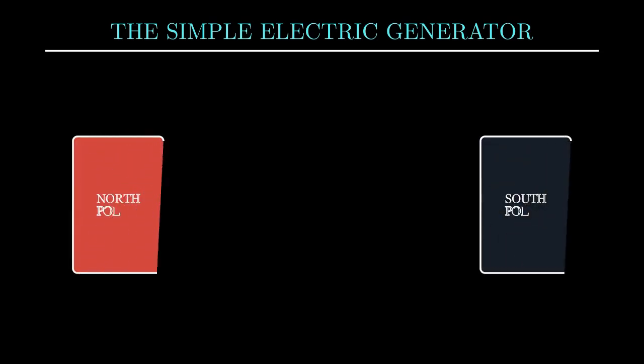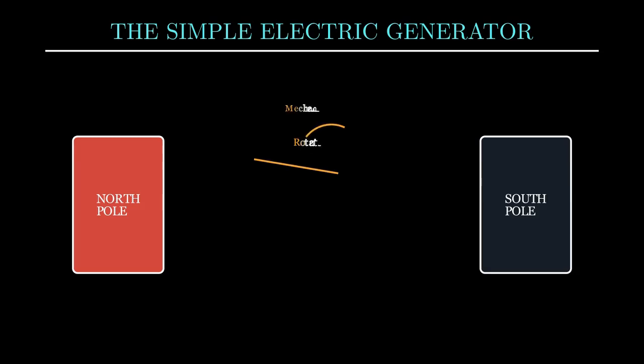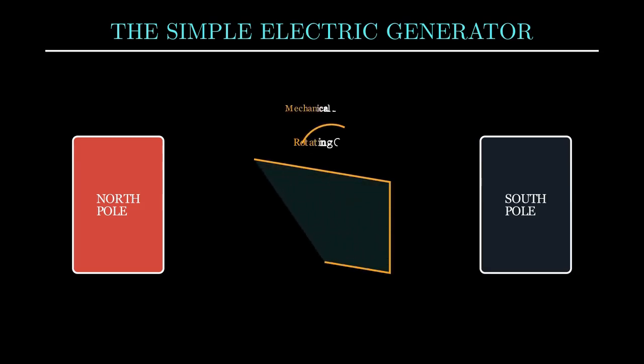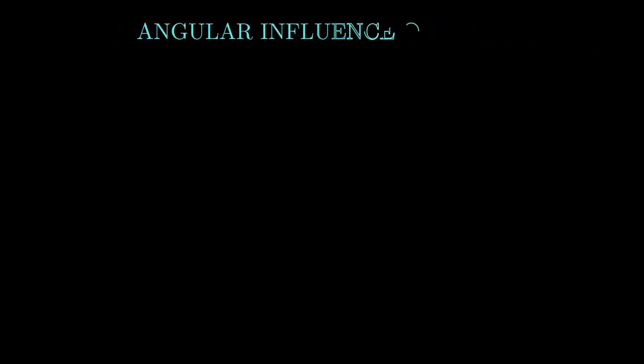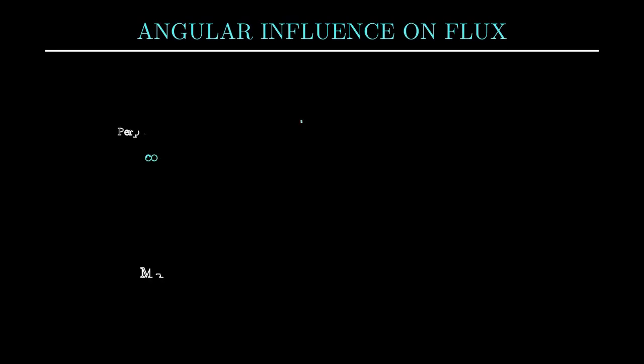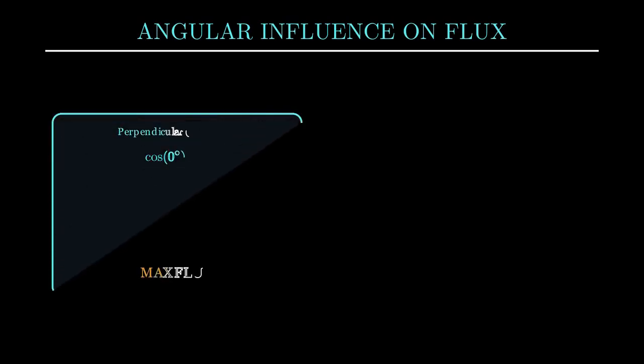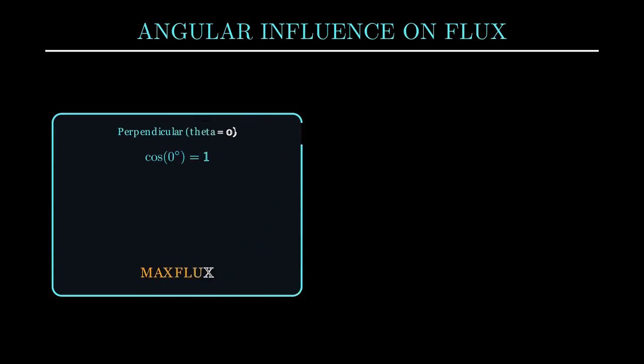Now, consider a simple electric generator. It consists primarily of a coil of wire, often rectangular, placed within a uniform magnetic field. This magnetic field is typically produced by permanent magnets or electromagnets. The magic happens when this coil is rotated by some external mechanical force, perhaps steam, wind, or flowing water. As the coil rotates, the angle theta between its area vector and the magnetic field lines continuously changes.